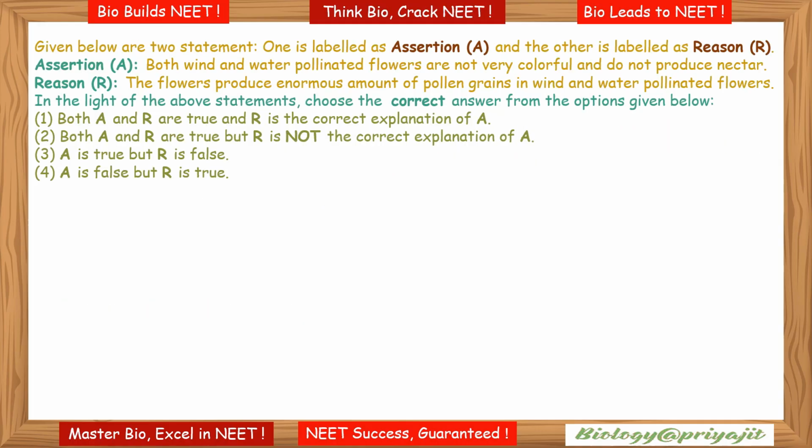Okay, next let's see. Given below are two statements, one is labeled as assertion A and the other one is labeled as reason R. What does the assertion say? Both wind and water pollinated flowers are not very colorful and do not produce nectar. What does the reason say? The flowers produce enormous amount of pollen grains in wind and water pollinated flowers. In the light of the above statements, choose the incorrect answer from the options given below. Here the correct answer will be option 2, both assertion and reason are true but R is not the correct explanation of A.